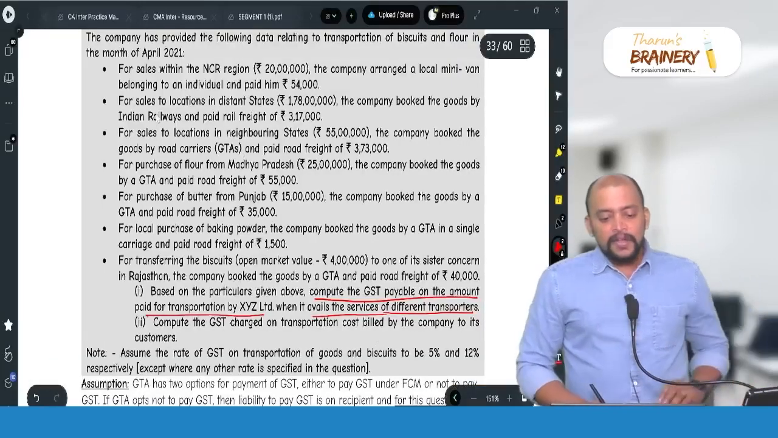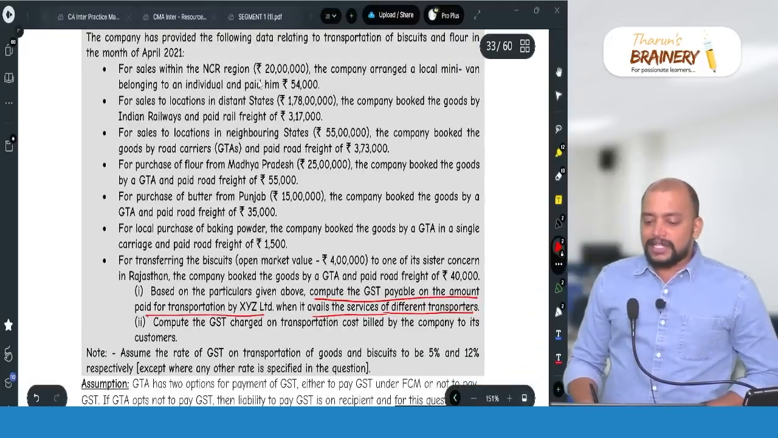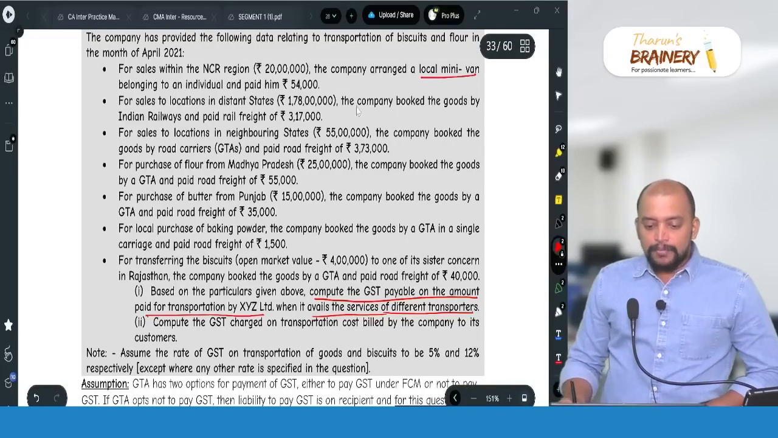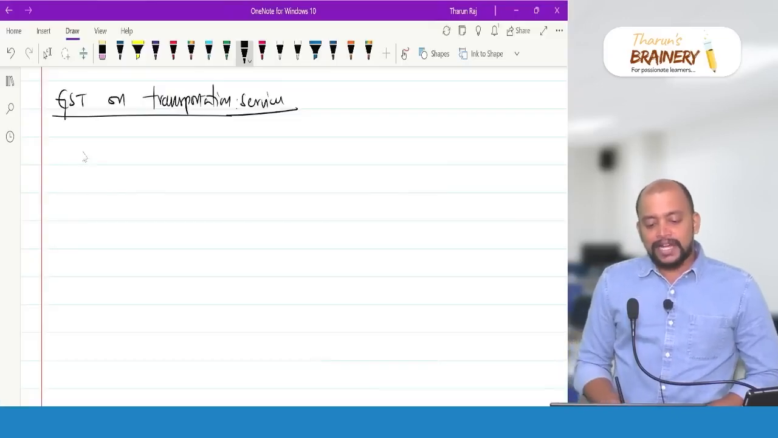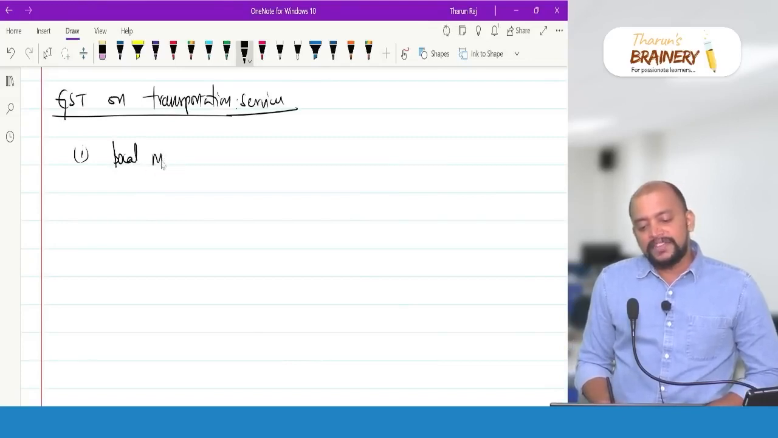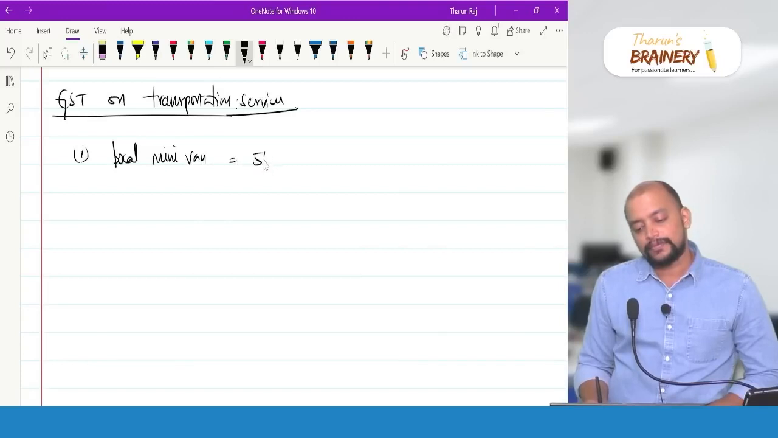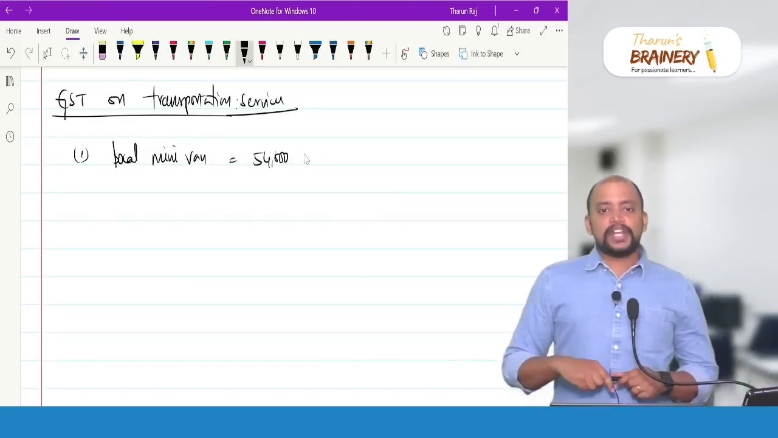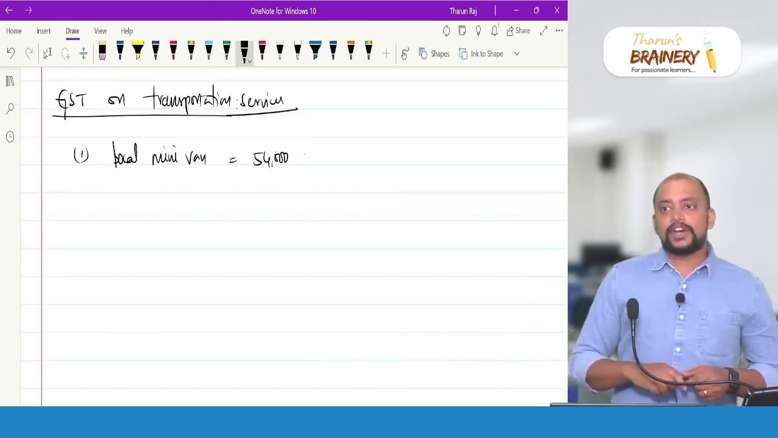First, for sales within the NCR region, the company arranged a local minivan belonging to an individual and paid him 54,000. So that 54,000 rupees for the local minivan will be taxable or exempted? Now you need to know for transportation of goods service, what are the exemptions?